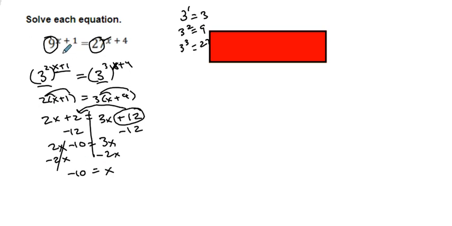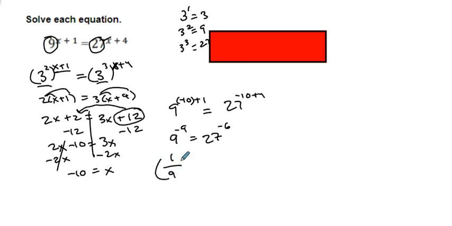So now let's see if this thing works out. You go 9 to the minus 10 plus 1. Is that equal to 27 to the minus 10 plus 4? Well, that's a dandy question. You've got 9 to the negative 9th power is equal to 27 to the negative 6th power. Let's rewrite these as 1 over 9 to the 9th power, and 1 over 27 to the 6th power. So basically all I have to do is figure out what 9 to the 9th is and what 27 to the 6th is.